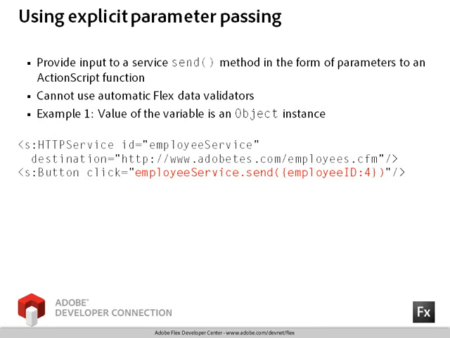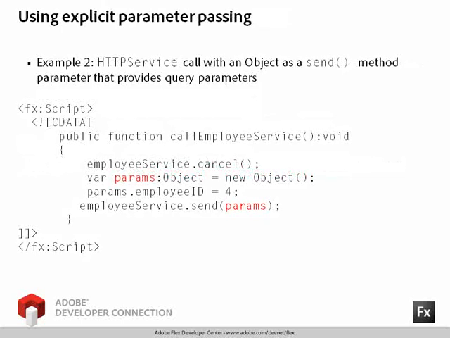This first example passes the employee ID parameter with a value of 4 as a name-value data pair. Alternatively, you can first create an object and then pass the object in the send method as shown in this second example. This is the way I will send the data to the server for the company vehicle request form.